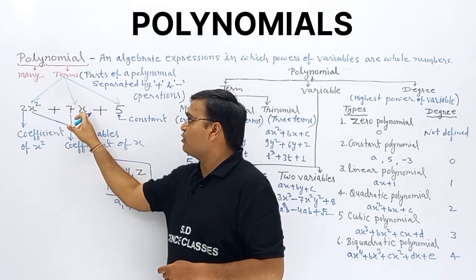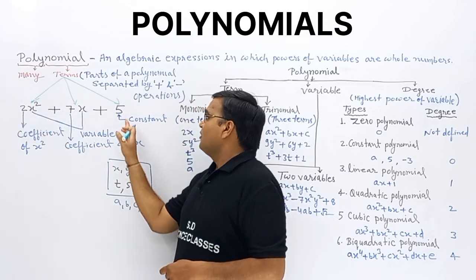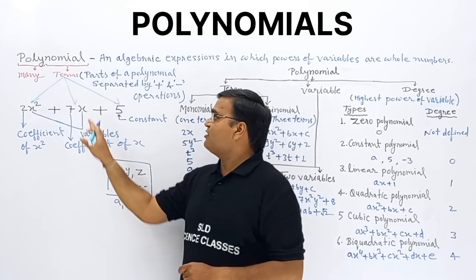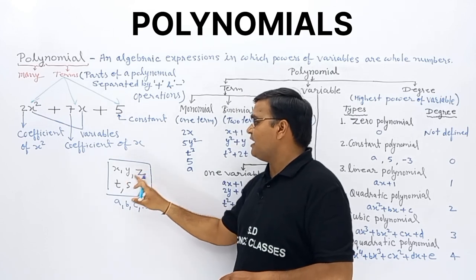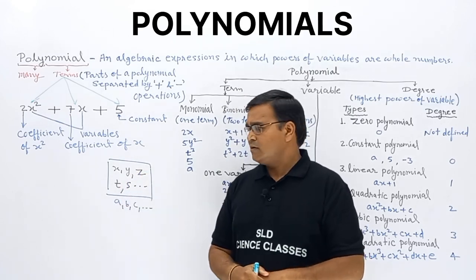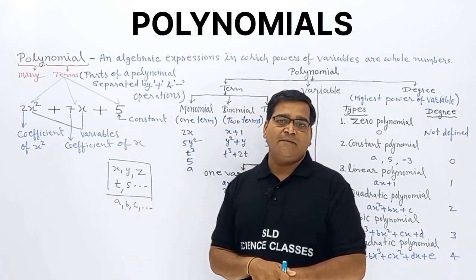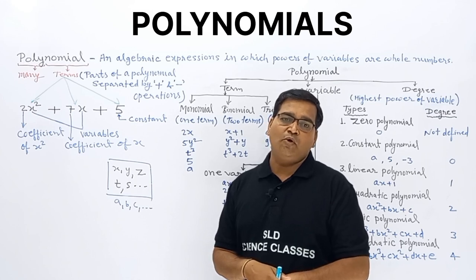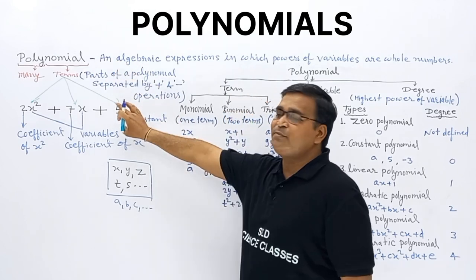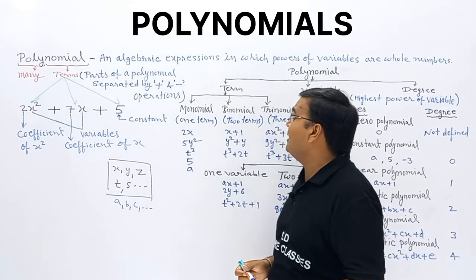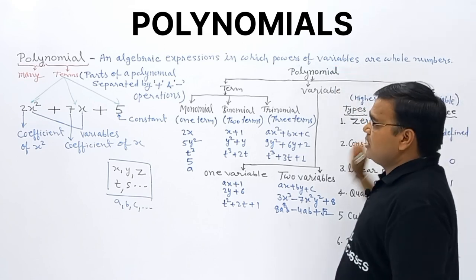So what will be the coefficient of x? 7. What will be the coefficient of x square? We have 2. 5 is what? Constant. x is what? Variable. In place of x we can also use y, z, t, s, and so on. For constants we will use a, b, c, etc. Numbers will be what? Constants. So first we should know polynomials. Polynomials are algebraic expressions like this, in which powers of variables are whole numbers.